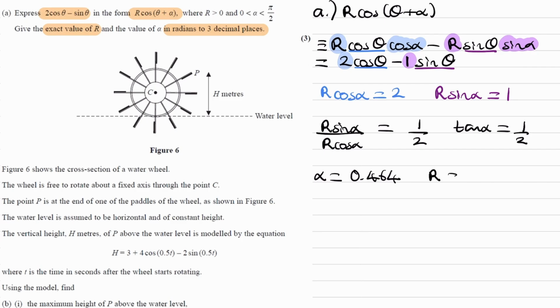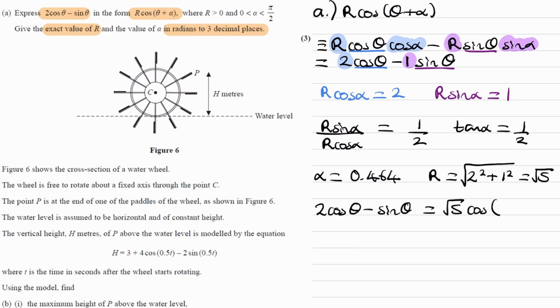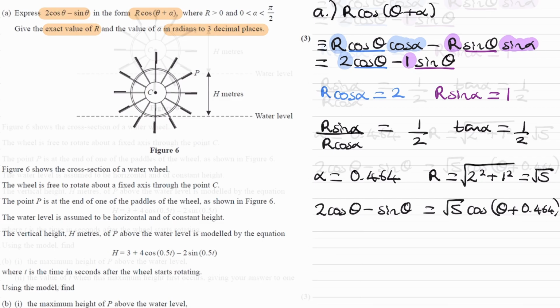And to get r, we can just do the square root of 2 squared plus 1 squared, which is equal to root 5. So then 2 cos theta minus sine theta would be equal to root 5 cos(theta plus alpha), where alpha is 0.464. And that's part A.